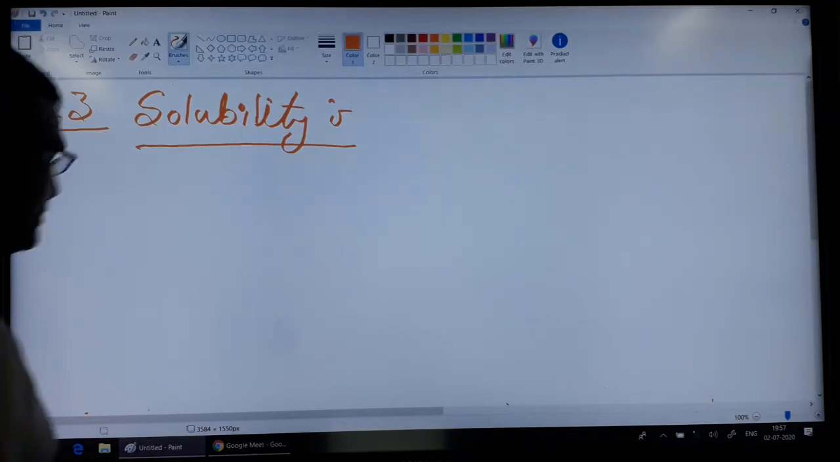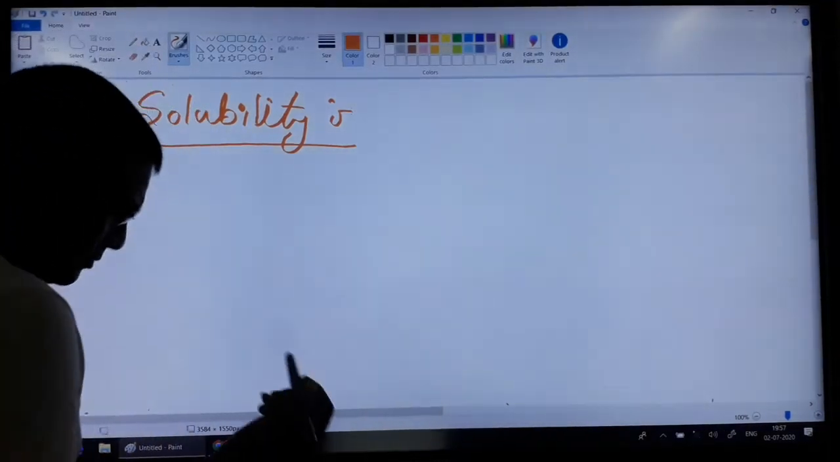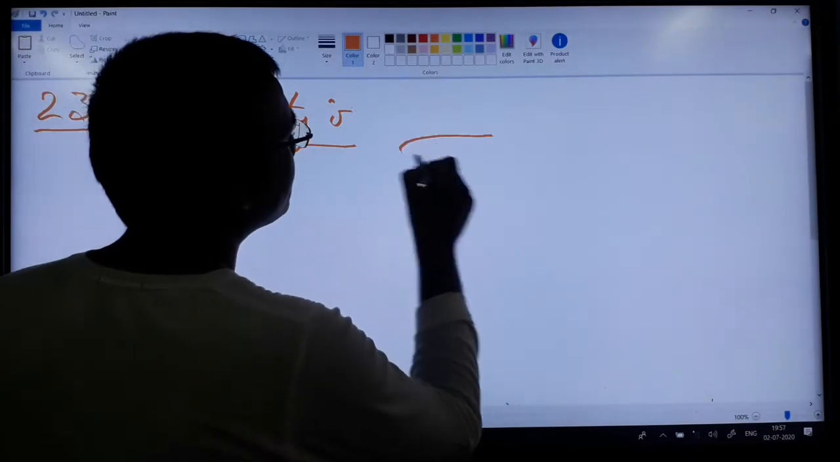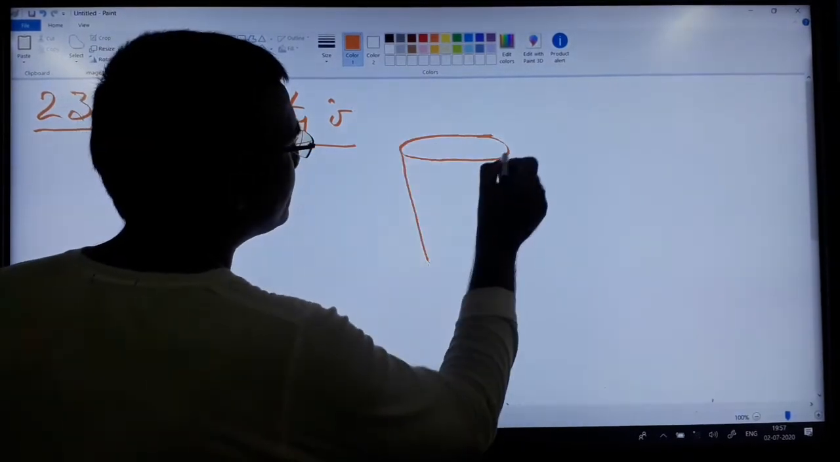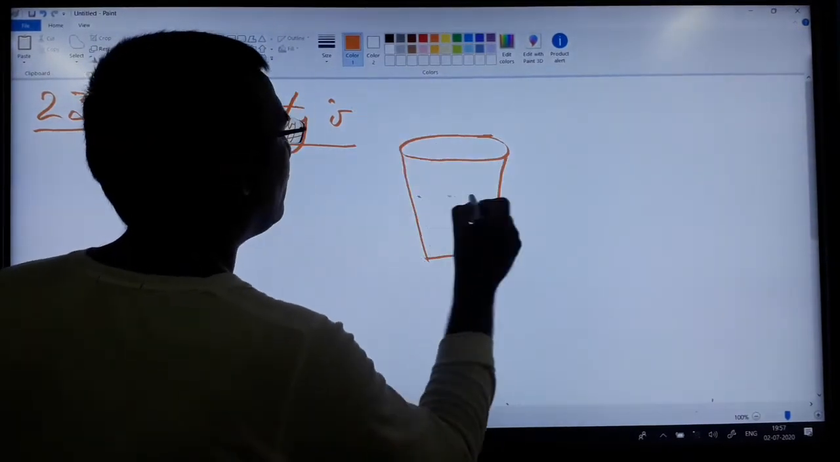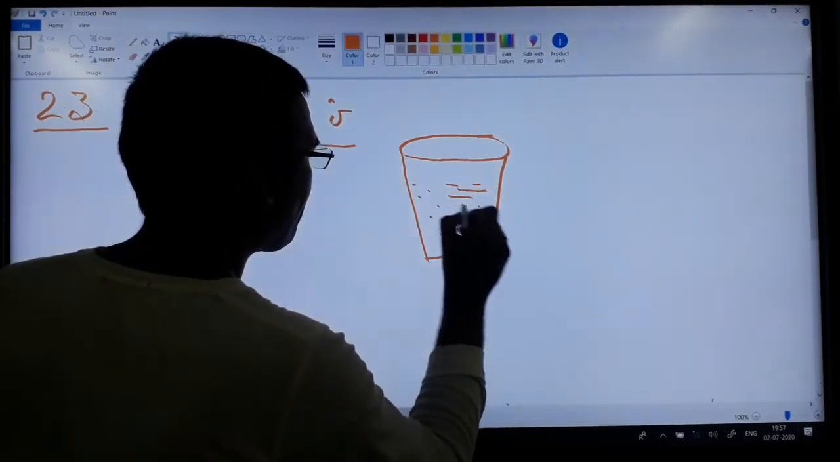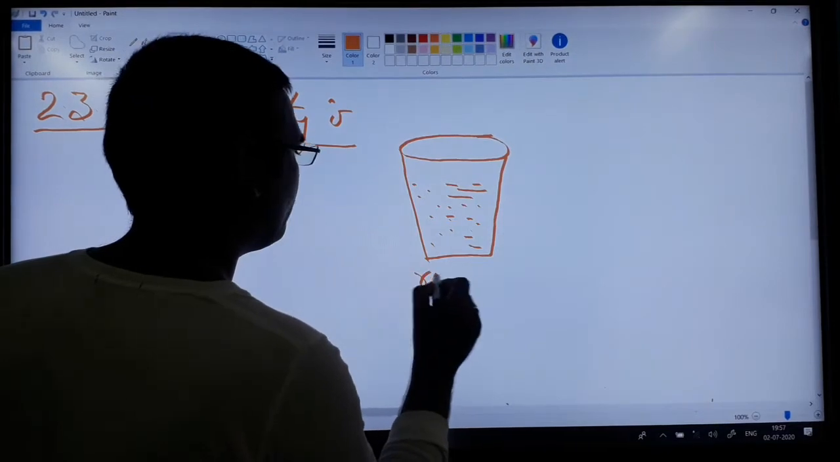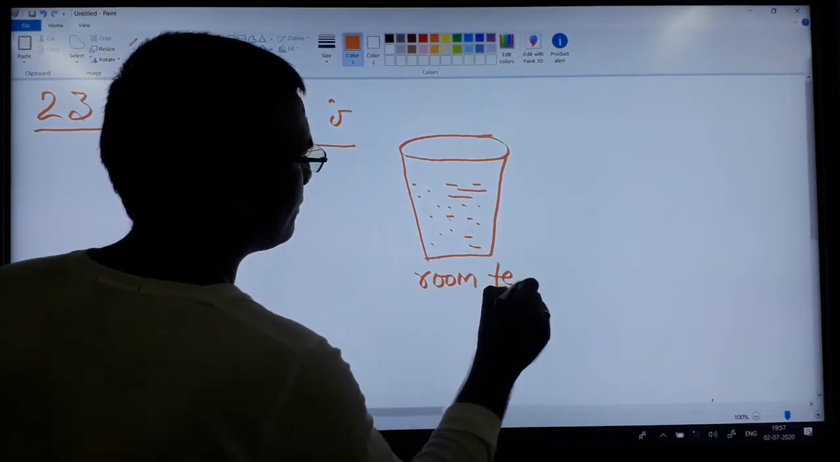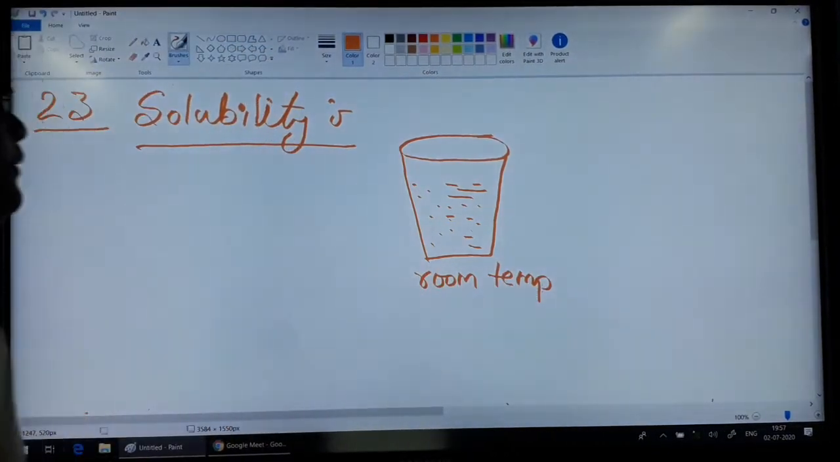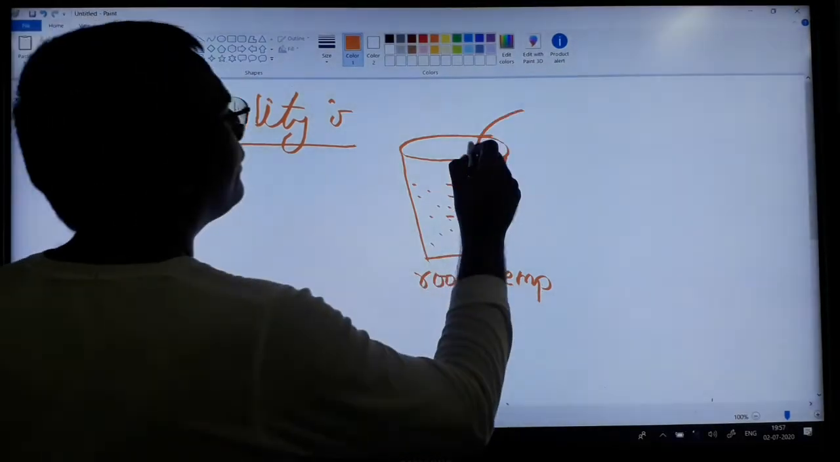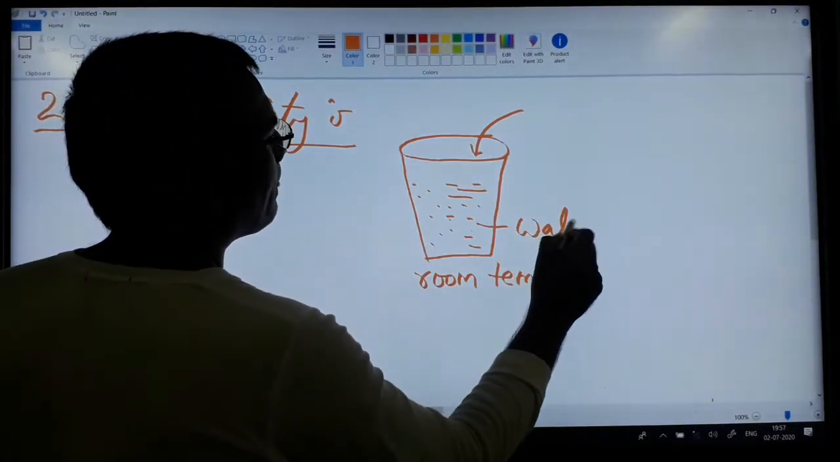Very easy topic. Just understand it. This is a beaker. Water is filled in this one, at room temperature. It is water.